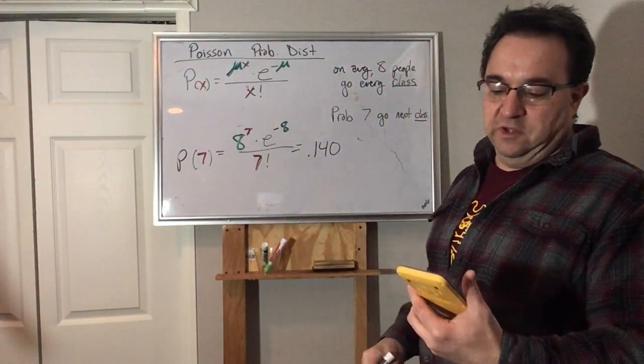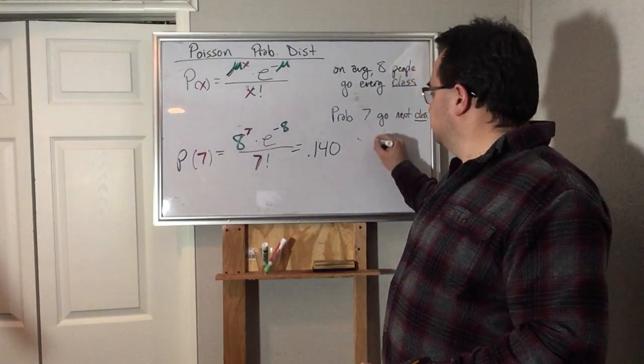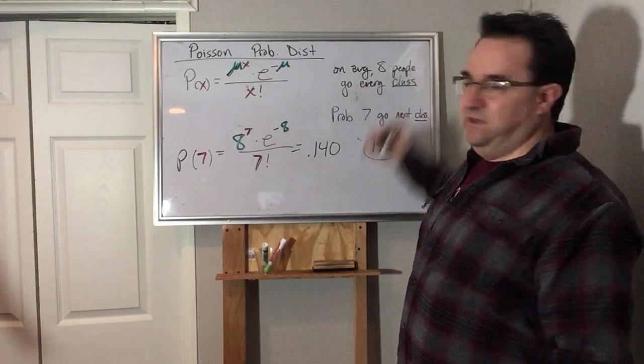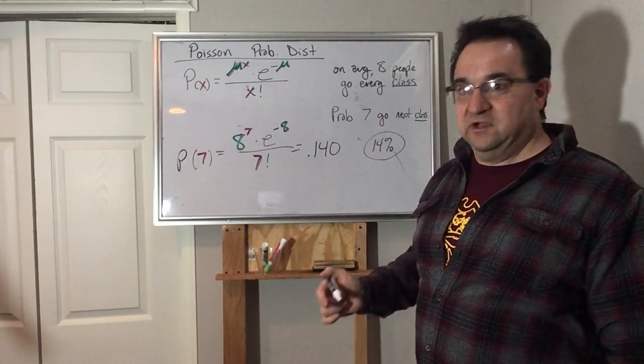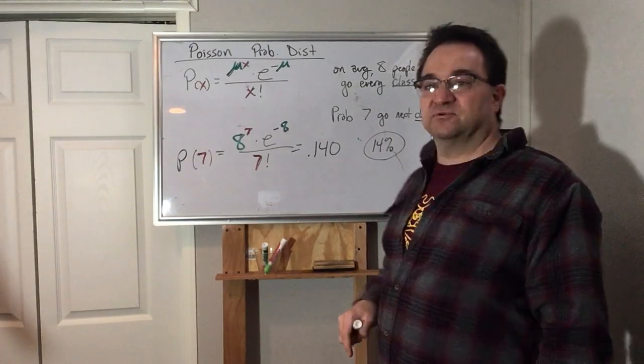My calculator is saying 0.13958, and so on. So this is a 14% chance. Given the fact that 8 people go on average every class, the odds of 7 people going next class is a 14% chance.